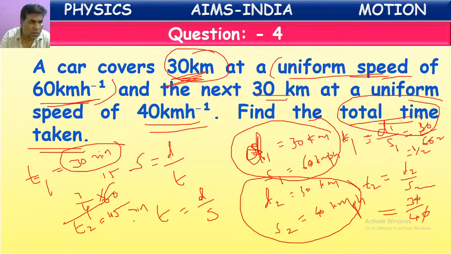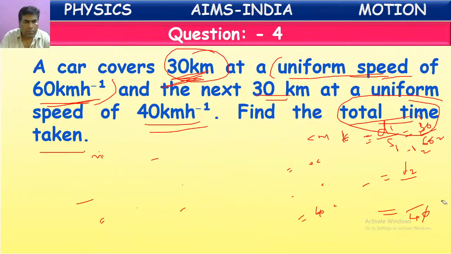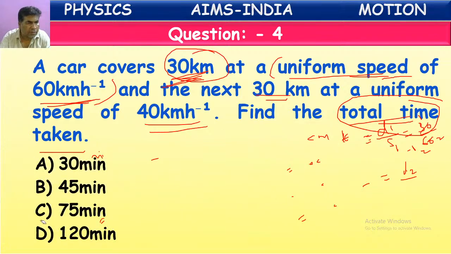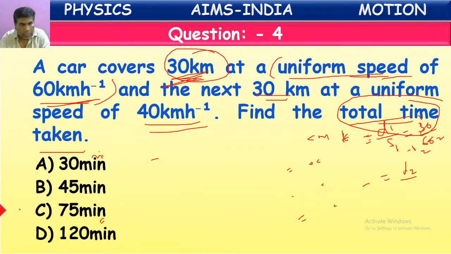Now what is the total time? 30 minutes plus 45 minutes. What is the total time? 75 minutes. Here the options are there. What is the correct answer? 75 minutes is the correct answer.